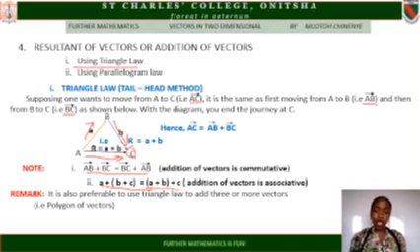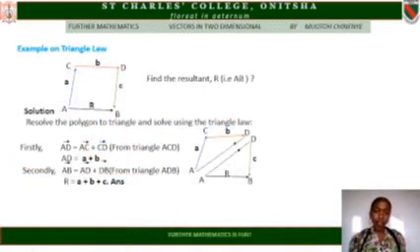Okay, we go to the next one. Let's look at the example on triangle law. In that question, we are given a polygon, and it is a four-sided polygon. The question says, find the resultant. And the resultant there is vector AB, as the question required. It does not mean that it cannot be any vector, but the question made it that it should be vector AB, which is the resultant.